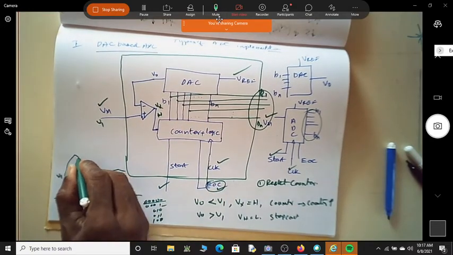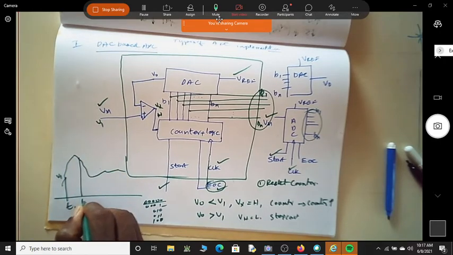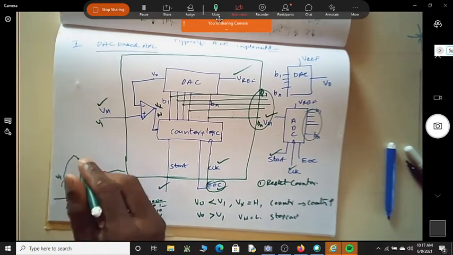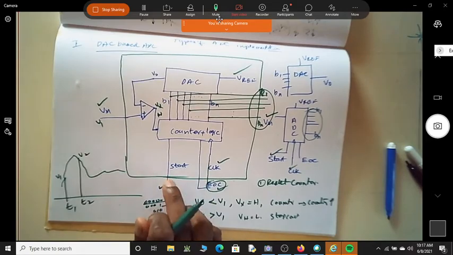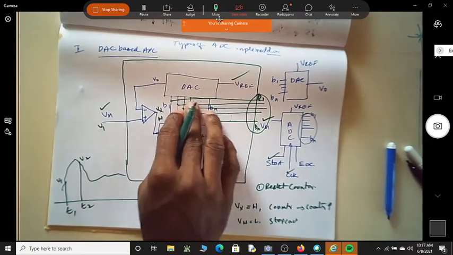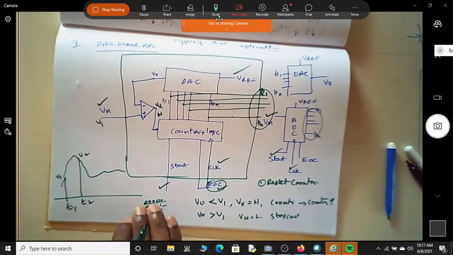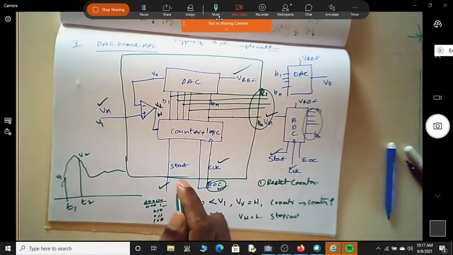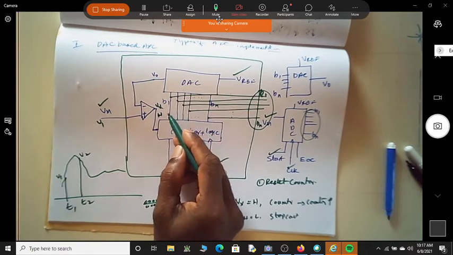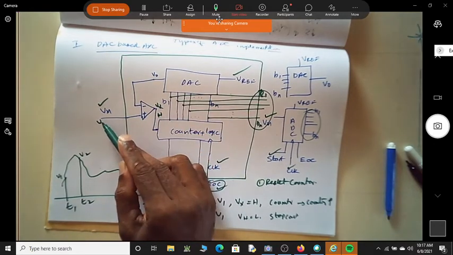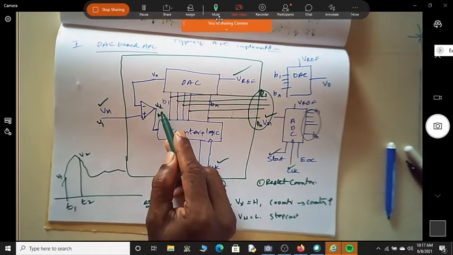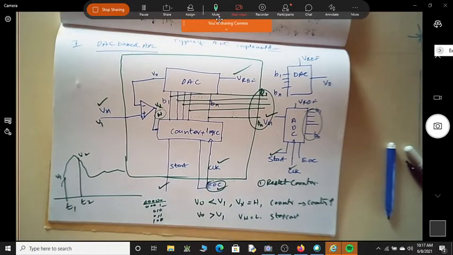Assume that you want to know the digital equivalent of this voltage V2. You give a start of conversion, it will go to reset and redo the entire process from 0 to the value of the binary output equivalent to the input V2, that is at this point, till this becomes low.